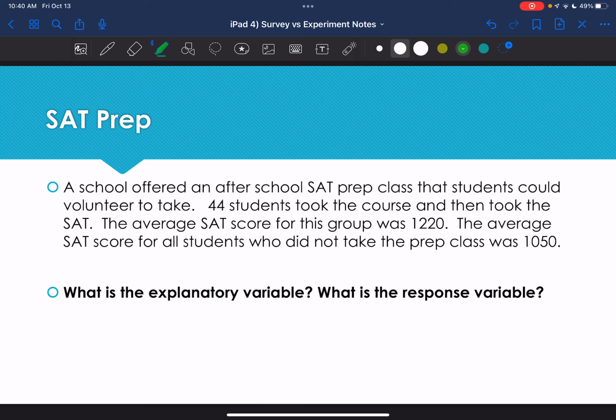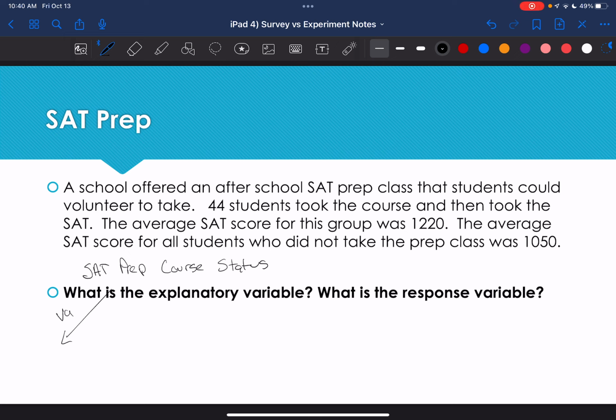Okay, so this is the same setup. What's the explanatory variable and what's the response variable? Our explanatory variable is, I guess I'd call it SAT prep course status. And it's whether they're in the course or whether they're not, right? The values it takes on are took course and didn't take course. And then our response variable is just their SAT score. Ta-da!